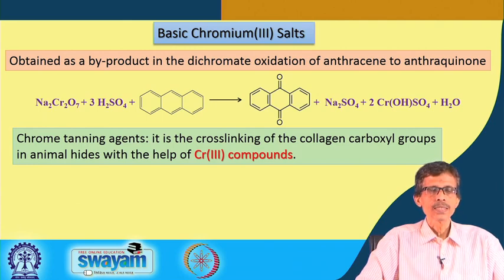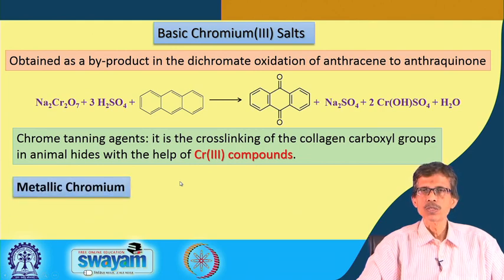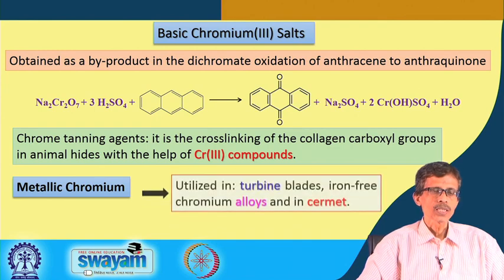So, in leather industry basically it is used for the cross linking the collagen carboxyl groups in animal hides with the help of chromium 3 compound. So, the chromium 3 compound still can control this particular process, that means it is a very useful tanning agent and it is very much used in your industry. Then metallic chromium we can utilize.